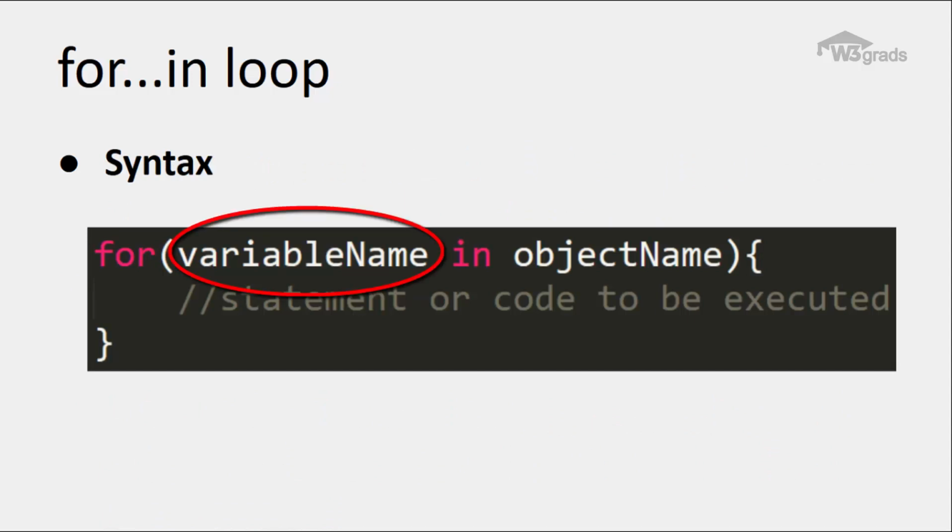Here, variable name iterates through the properties in object name, and the statement is executed. Here, in is a keyword. Now, let's understand this with another example.